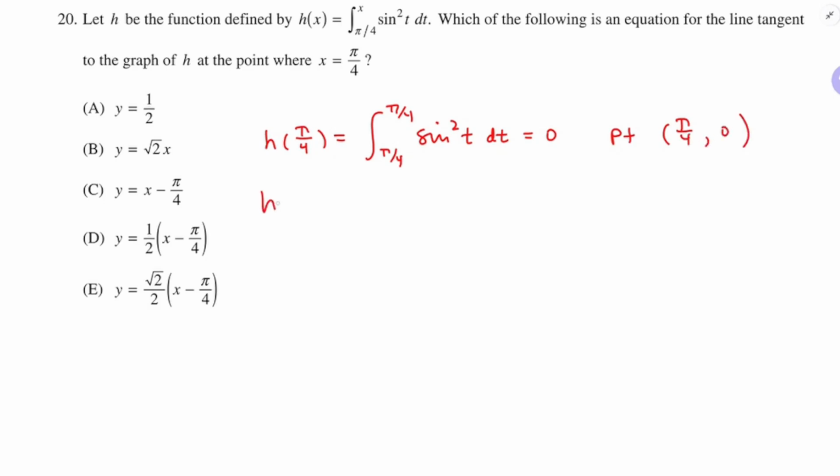Then the slope, I need h prime of x, and that's where I'm going to throw in x wherever I see t in the integrand. Okay, so that's sine squared x, and the derivative of x is 1, so that's h prime of x.